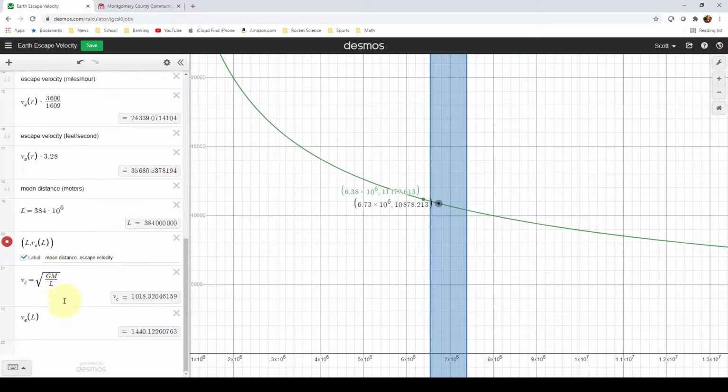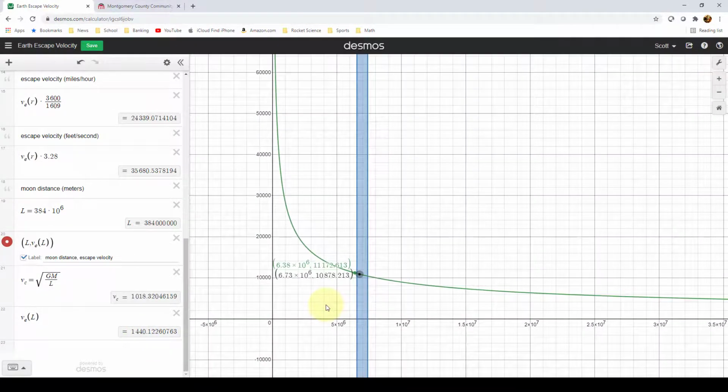Just out of curiosity, I also included the moon's distance and what the moon's orbital speed is roughly in meters per second at its distance from Earth, and what the escape velocity would be there. So it would require an increase of about 400 meters per second for the moon to escape the gravity of the Earth. That point's way out here.